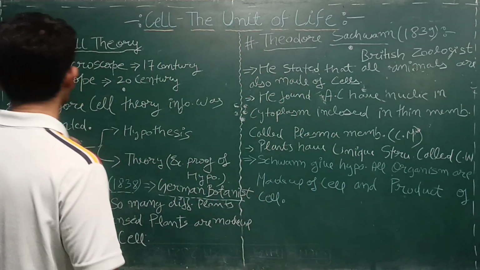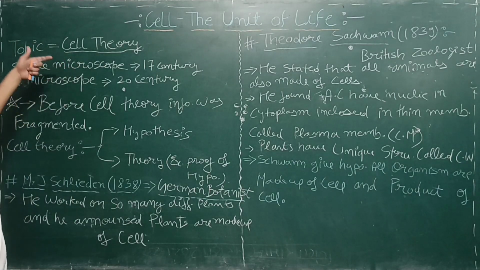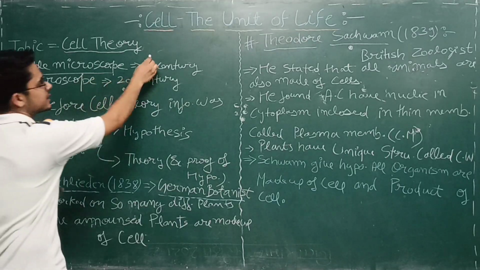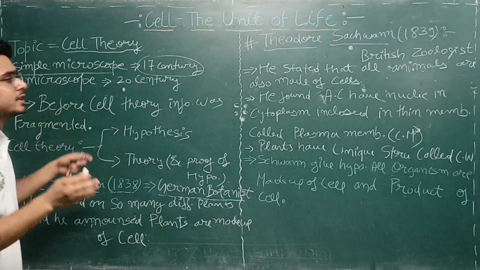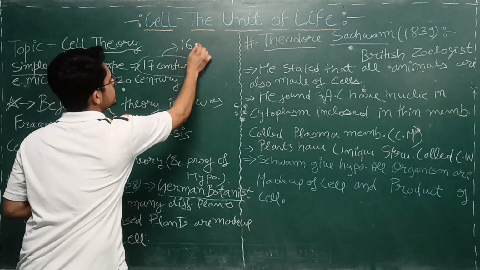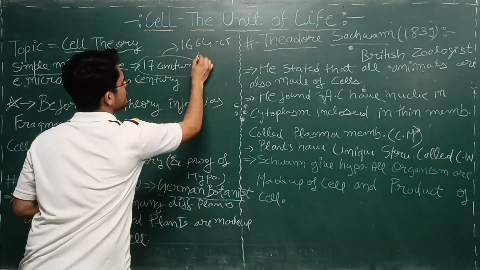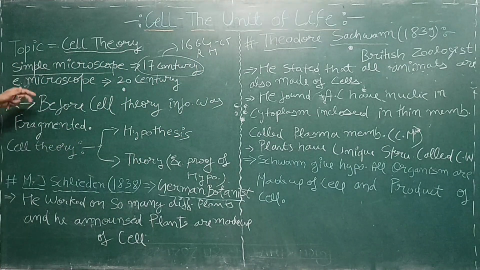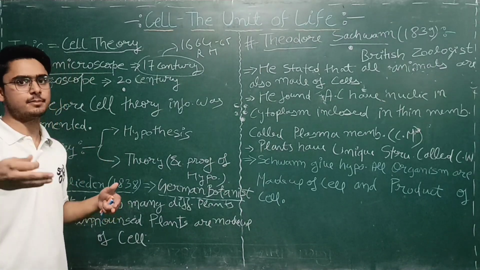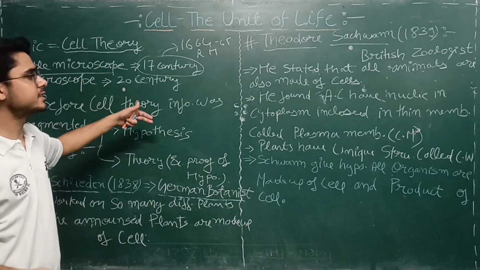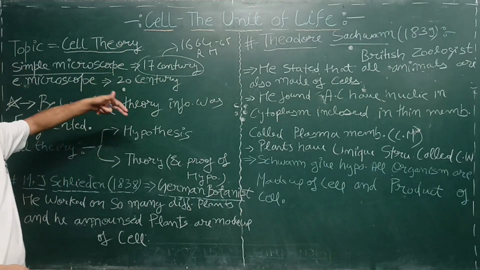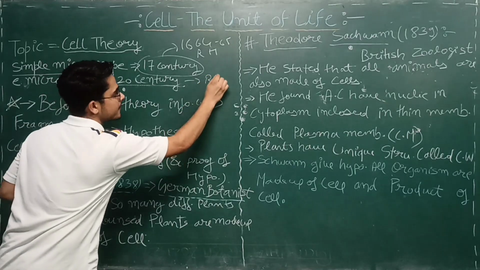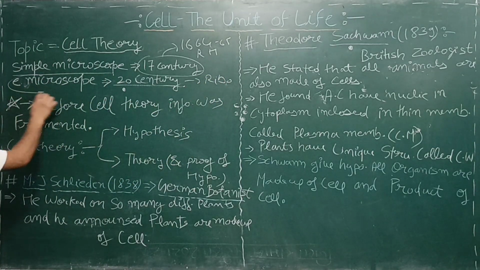So first I will tell you about the simple microscope. It was first used in the 17th century. In 1664 or 1665, Robert Hooke discovered the dead cell by using this microscope. Then, as time went on, slowly and gradually, the living cell and then the nucleus were discovered, and in the 20th century we discovered the ribosomes also, because of the electron microscope.